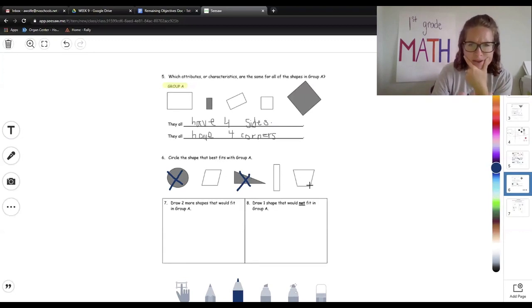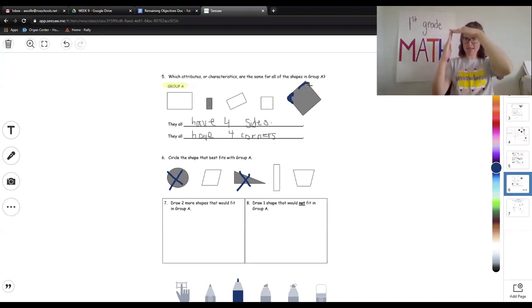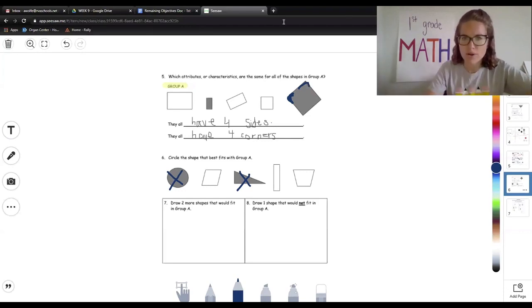Now let's look. What's different about these? These shapes all have square corners. Remember we talked before about square corners, called a right angle. Just like how a desk has a square corner like this. Okay, so these all have 4 square corners too.